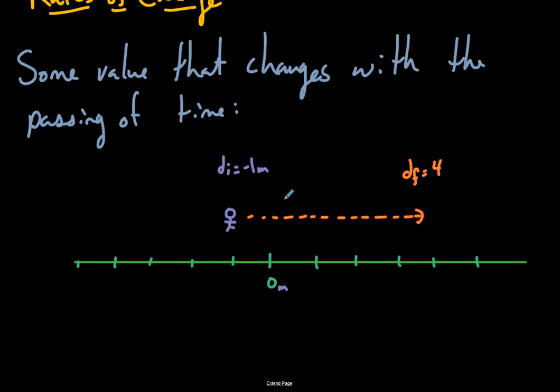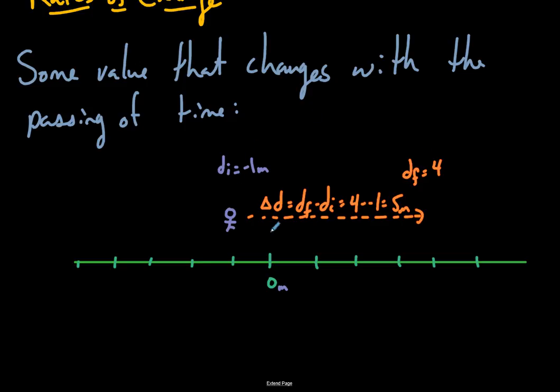Okay, so the first thing we're going to ask is, what is their delta D? What is their displacement? If you remember from last class, delta D, the change in position, which is known as displacement, is their final position minus their initial position. So we've got 4 minus -1, which equals 5 meters. So delta D in this case is 5 meters. Okay, so this is not a rate yet. All that we've discovered here is that their displacement is 5 meters.